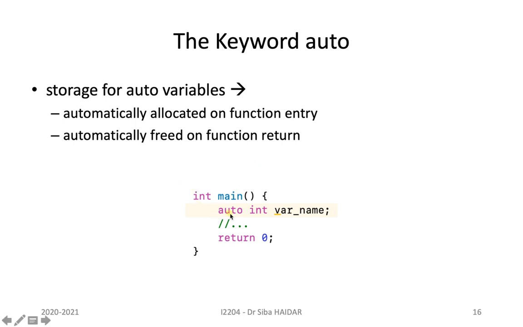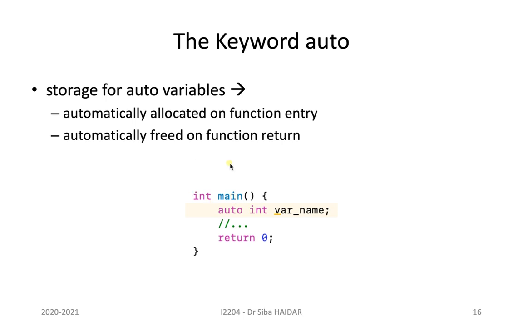So let's take this example. We have int main, return 0, and inside this main function we are declaring a variable called var_name. In fact, we should write auto int var_name, but we are writing int var_name and skipping the keyword auto because by default it is auto. If we don't write auto, this means it is auto.